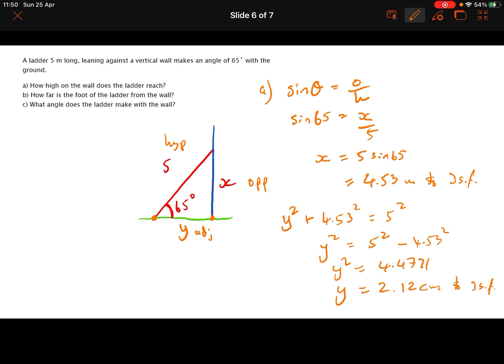Okay, what angle does the ladder make with the wall? So this angle here. Well, again, I could use trigonometry, but actually I really don't need to. I know that the answer is going to be 25 degrees because it's a right angle triangle, and I know 65, so they've all got to add up to 180. So the angle is simply 180 minus 65 minus 90. But I could have used trigonometry as well. It would have been up to you.